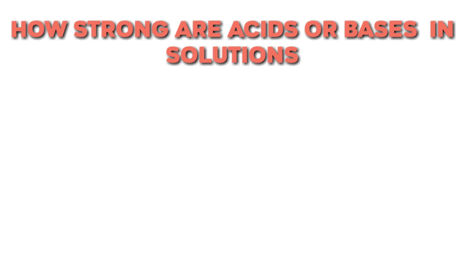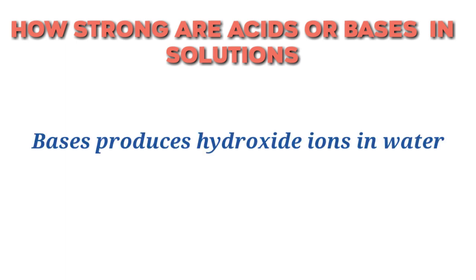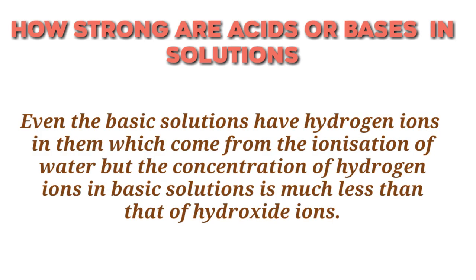On the other hand, base produces hydroxide ions in water. The concentration of hydroxide ions in water increases when a base is added to water. That is, the basic solution has an excess of hydroxide ions. We have to note that even basic solutions have hydrogen ions, which come from the ionization of water, but the concentration of hydrogen ions in basic solution is much lesser than that of hydroxide ions.